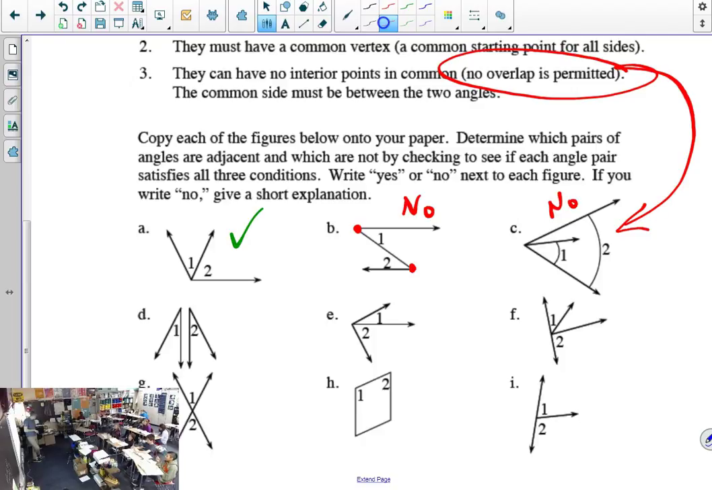What about D, Penelope? That's Kate, what about D? Why not? Yeah, they're not touching. Liam, E? Yes. And F, angles 1 and 2, Emily. Angles 1 and 2? Why?